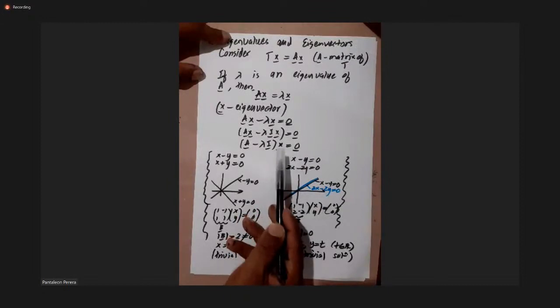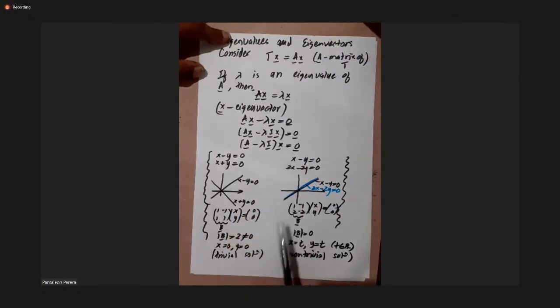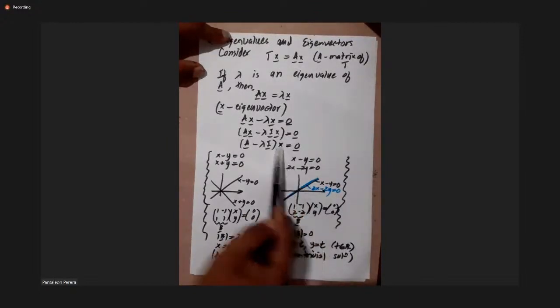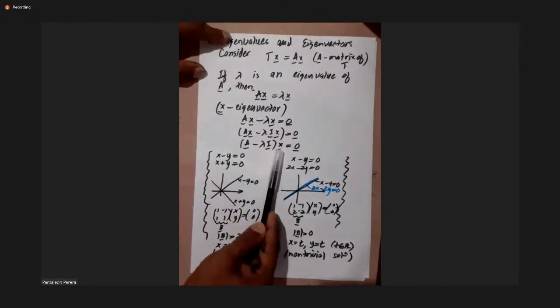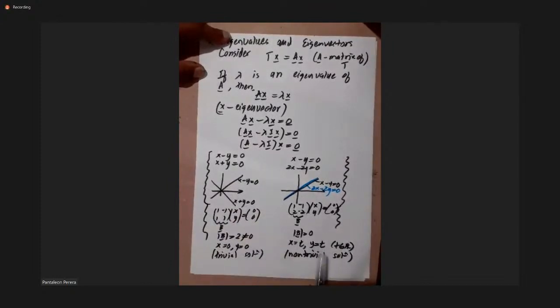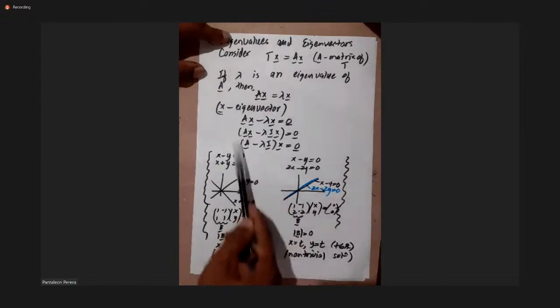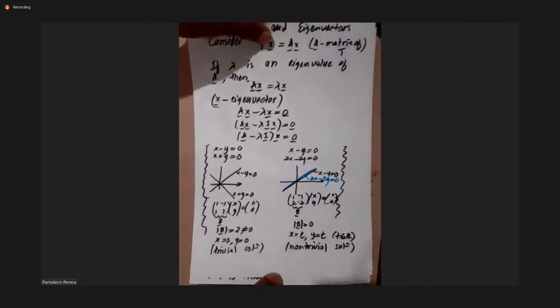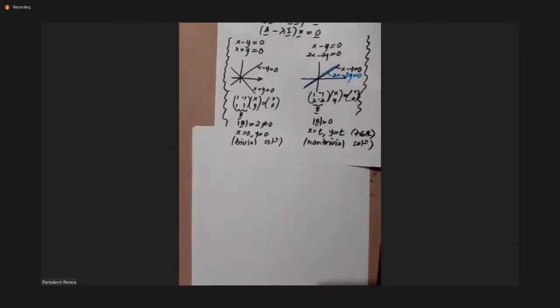So to have x to be non-zero, the right-hand sides are zero. To have a non-zero solution for this type of system, this determinant of B, the coefficient matrix, should be zero.